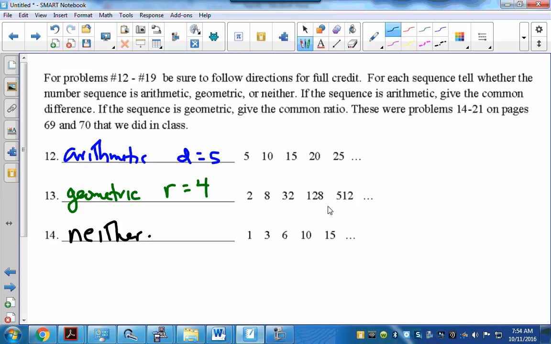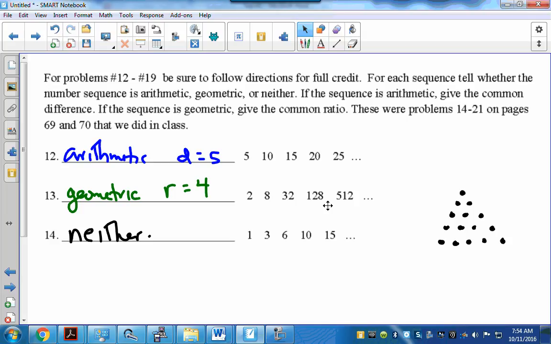Now, it is a nice sequence. Obviously, you could tell what's happening here. These are the triangular numbers, if you remember. You started with 1, and then you have 3, and then you have 6. These form triangles, right? Then you have 10, so put 4 more in there. And then you have 15. So there's a very nice pattern there, but it's not arithmetic and it's not geometric. So just follow the directions, right? This is neither. Okay, number 15.